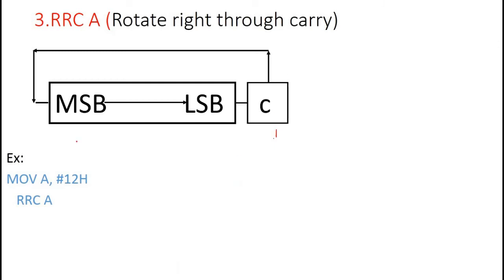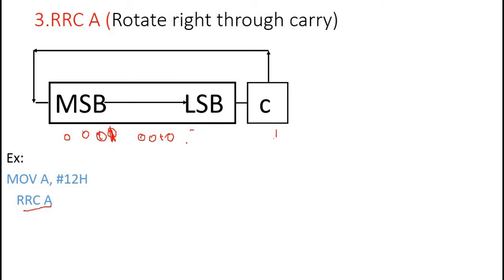So what is the data now? 12H means 0 0 0 1, and 2 means 0 0 1 0. Correct? Right? So now when we do RRC A, what happens?